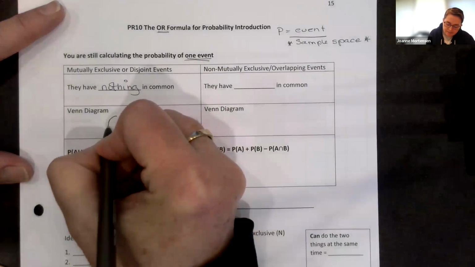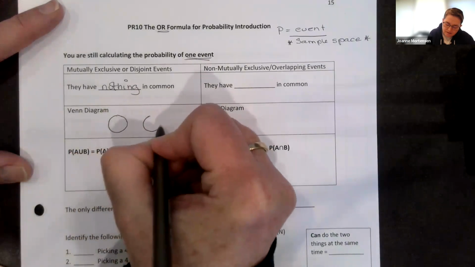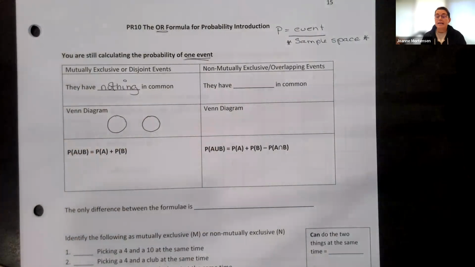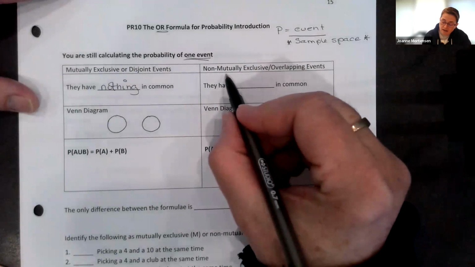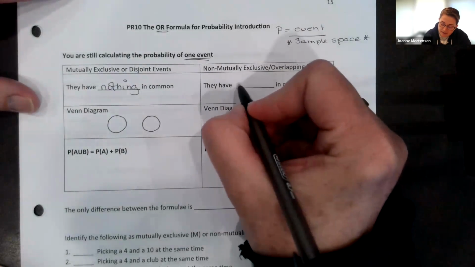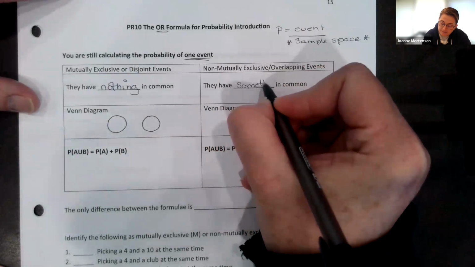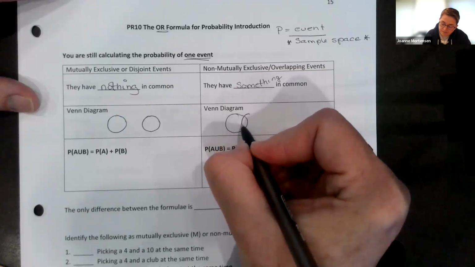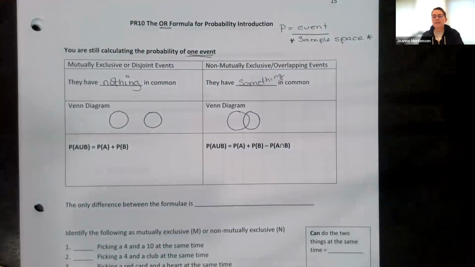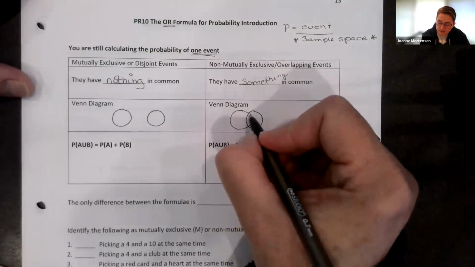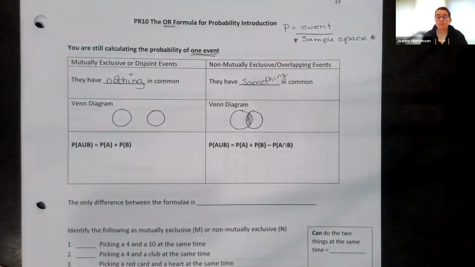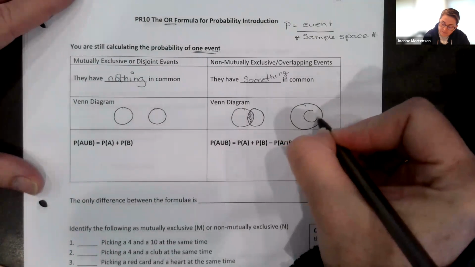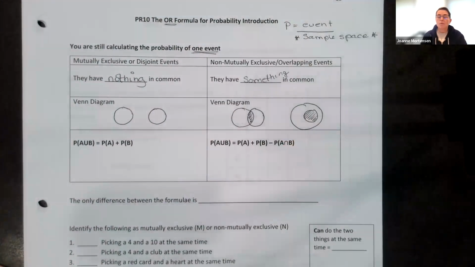So my Venn diagram, there's a circle for my first thing. There's my circle for the second thing. They are mutually exclusive. They are disjoint. They have nothing in common. Whereas non-mutually exclusive or overlapping events have something in common. And you know, I just realized this is the normal diagram. And of course we know that's the part we have in common. But really in this section, we can even include when you're talking about a subset.